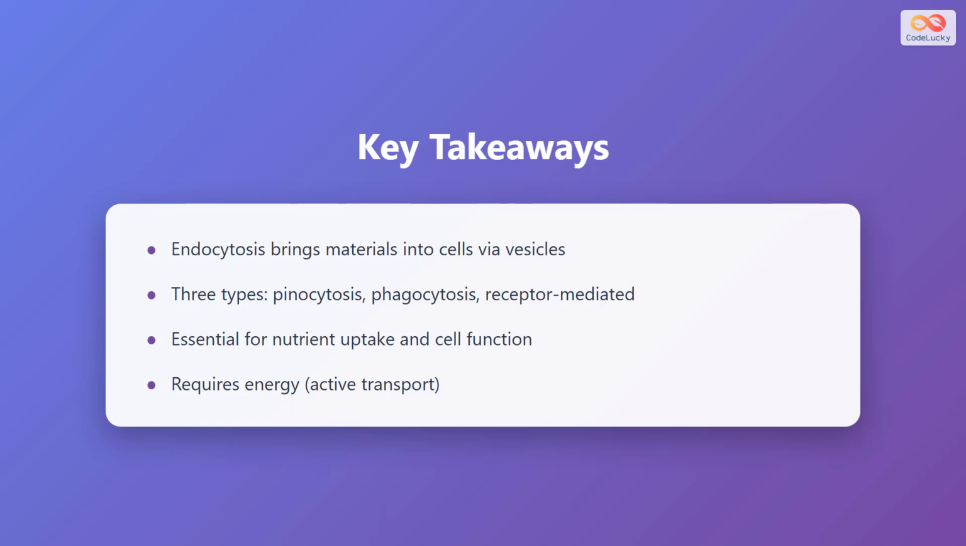Let's recap the key points. Endocytosis brings materials into cells via vesicles, which are small membrane-bound packages. There are three types: pinocytosis for fluids, phagocytosis for large particles, and receptor-mediated for specific molecules. This process is essential for nutrient uptake and proper cell function. Finally, remember that endocytosis requires energy, making it an active transport process. Understanding endocytosis helps us appreciate how cells interact with their environment and maintain life.